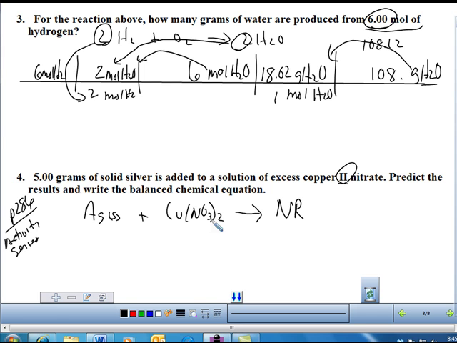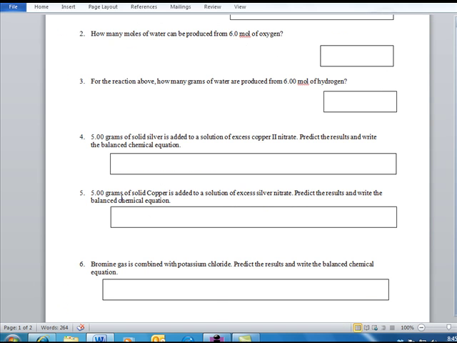Okay. So that's question number 4. Any questions about that? All right. Question number 5 says, now we're going to reverse this situation and we're going to add copper to silver nitrate. Now, you look at the activity series, and for the same reason that the silver could not displace the copper, the copper does displace the silver because it's higher on the activity series.